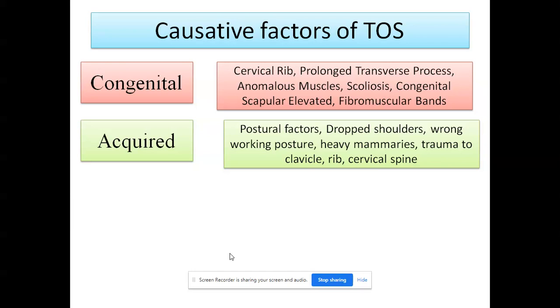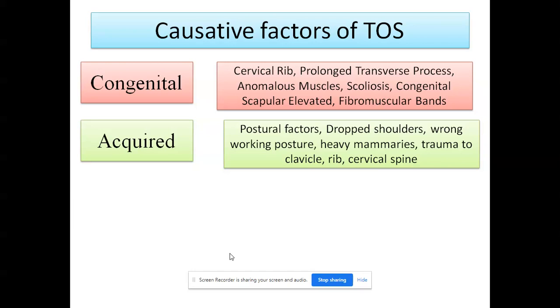Hence, the first point in acquired form of causative factor of a TOS is postural factors. Imagine you're working on a table on a laptop which is placed a little higher compared to your normal height of the chair. This can lead to decrease in the costoclavicular space, also lead to forward head motion of the cervical spine, leading to interscalene triangle space reduction, thus leading to TOS symptom.